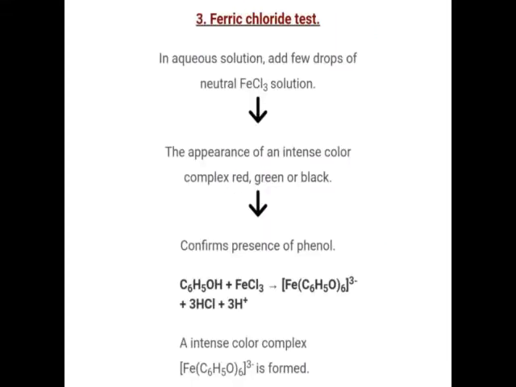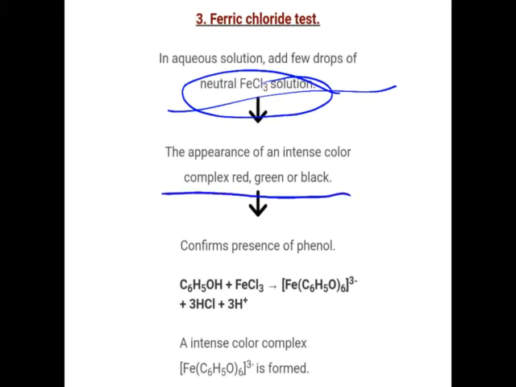Then the third test, the ferric chloride test. In an aqueous solution of phenol, we have to add a few drops of neutral ferric chloride. Take a test tube, put in the aqueous solution of phenol, that is phenol plus a little water, and add a few drops of neutral ferric chloride. If the complex is an intense, dark red, green or black color, that means there is a presence of phenol in the given sample.